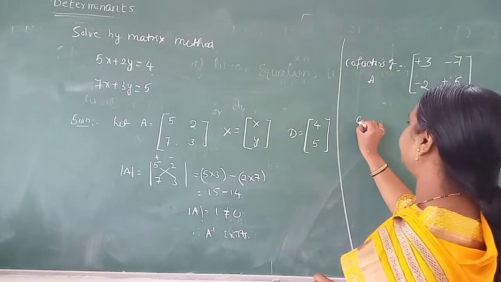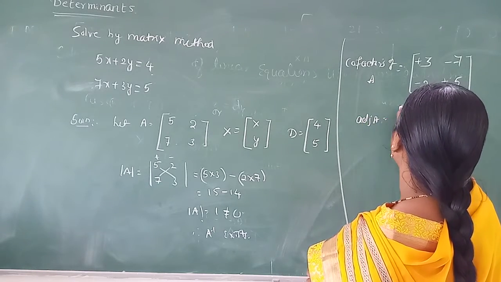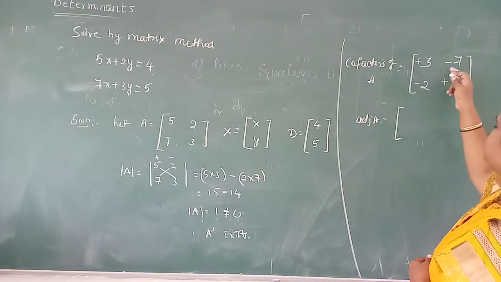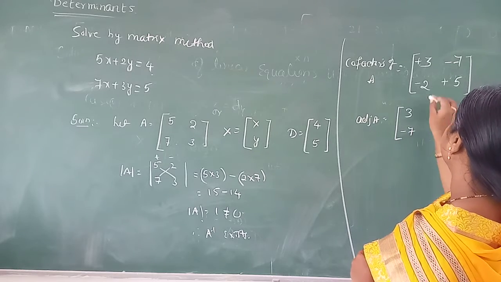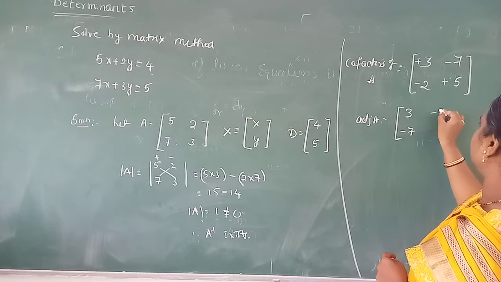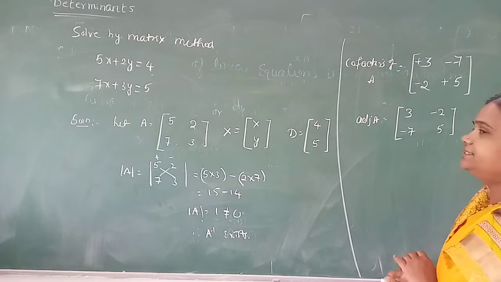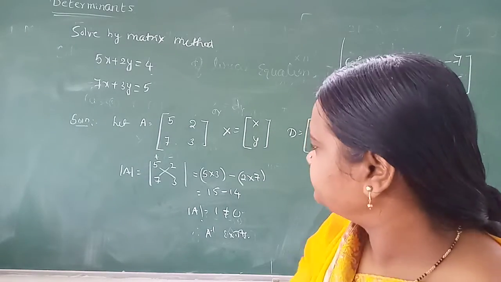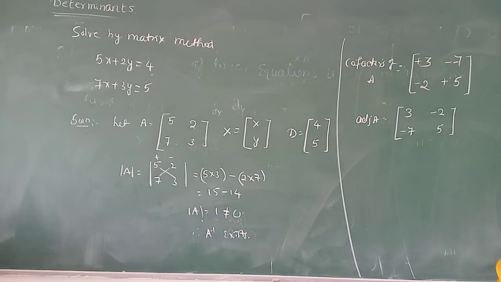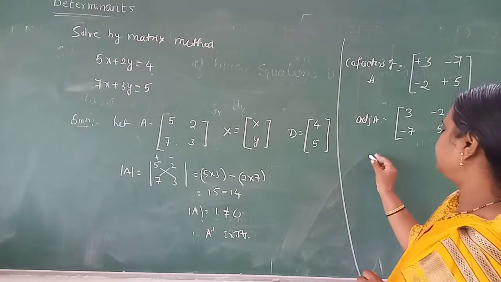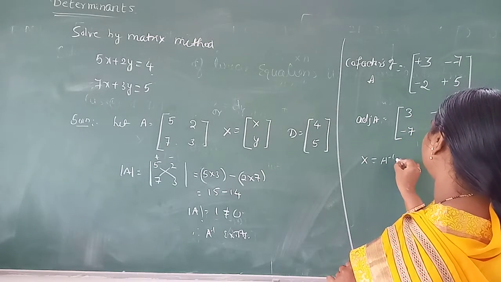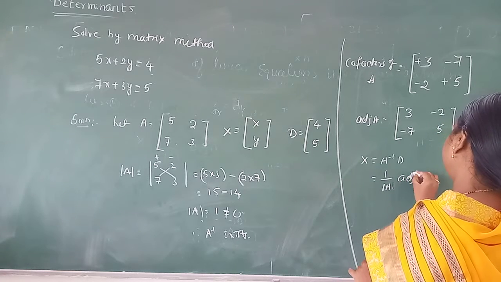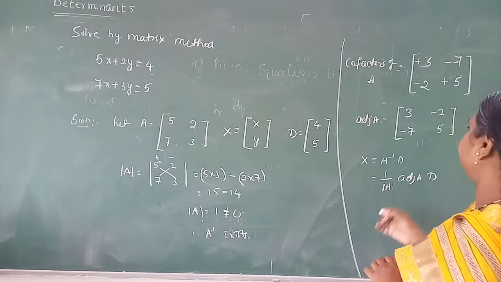Next, adjoint of A. Adjoint of A is nothing but the transpose of the cofactors of A. Transpose of this matrix: 3, minus 7; rows become columns. Next, second row: minus 2, 5. This is adjoint A. And next, mention X is equal to A inverse D. What is our A inverse? 1 divided by determinant A, adjoint A into D.